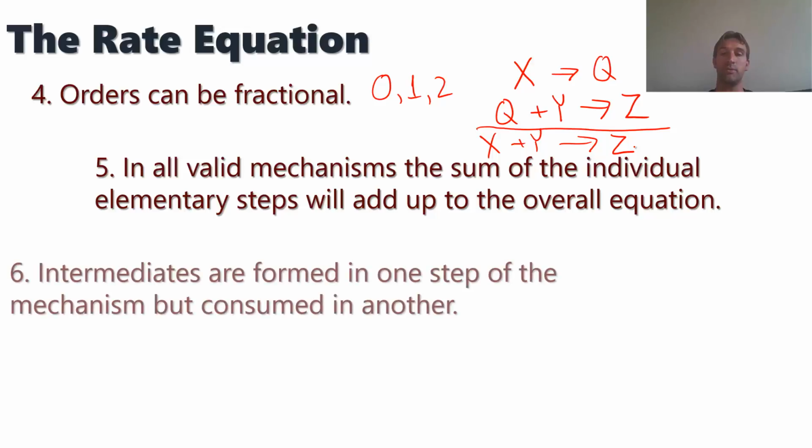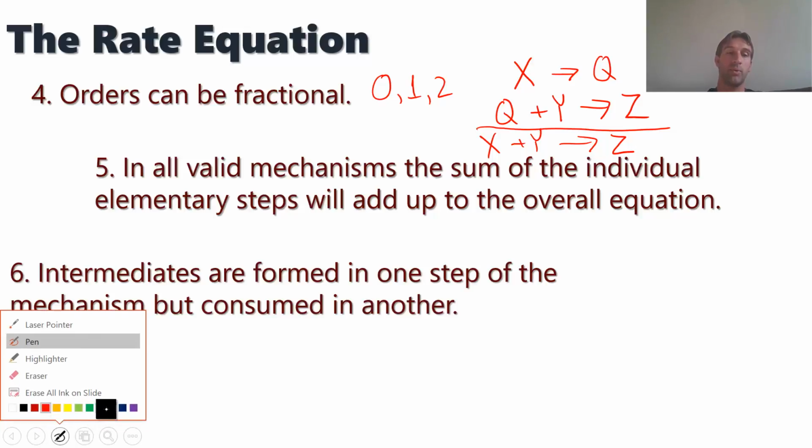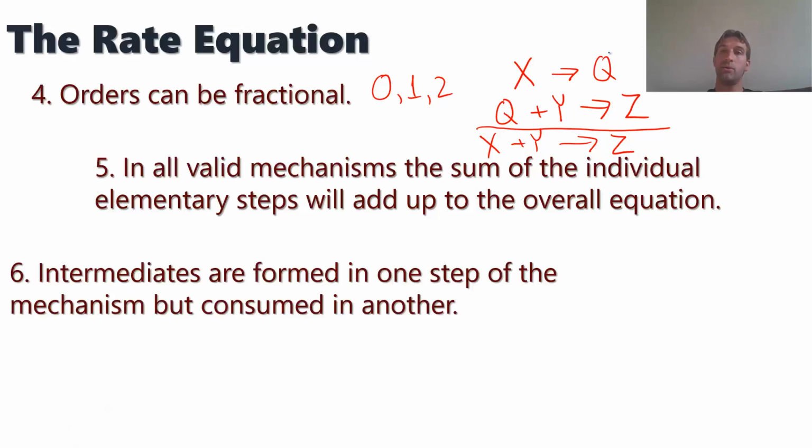An intermediate is something that's formed in one step of a mechanism, but it's consumed in another. So if we're going to look here, we can see Q is produced in one step, then it's consumed in another. So we can essentially cancel it out of the overall equation, and we refer to this as an intermediate.